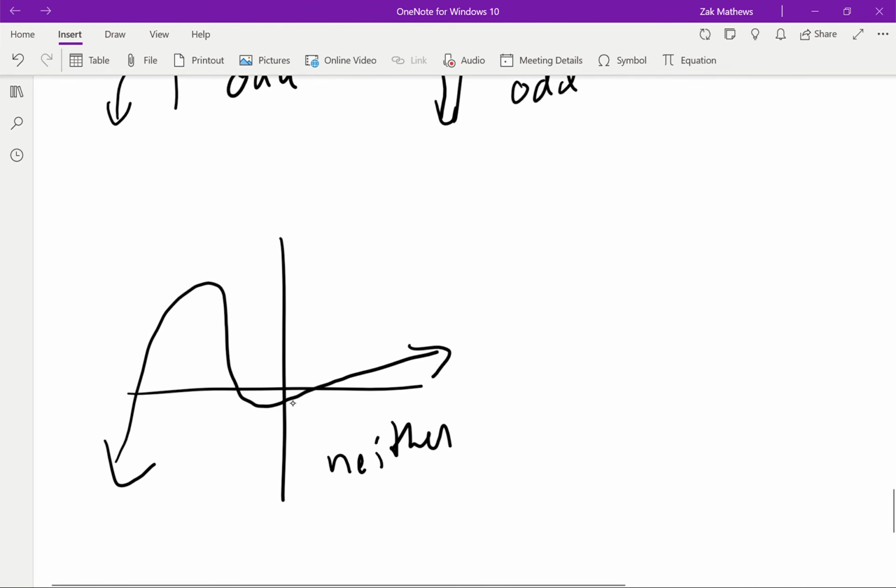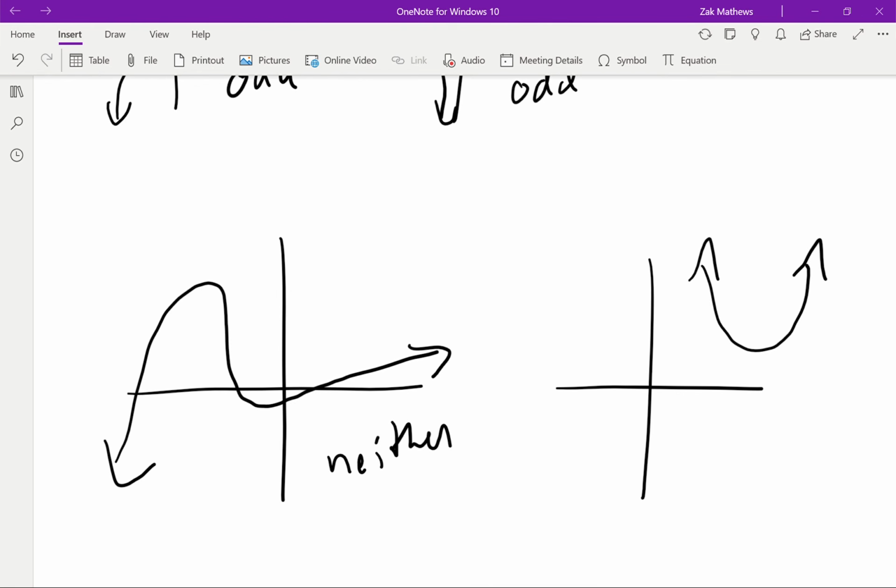If we were to take the x squared function that's not sitting on the y-axis, this is also neither odd nor even. If we reflect about the y-axis, it comes over here. If we reflect about the origin, it goes down here. This would be neither as well. And so determining graphically if a function is odd or even is relatively simple. It's just kind of looking at it and gauging its symmetry.